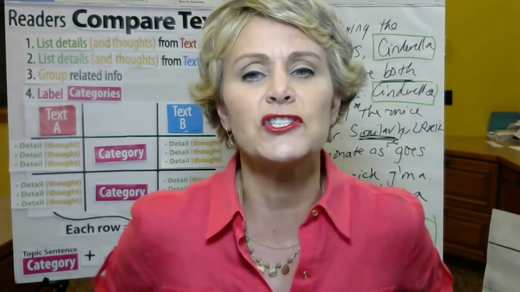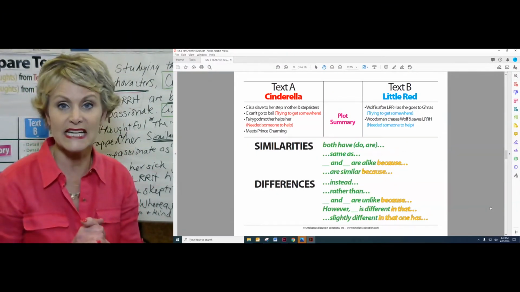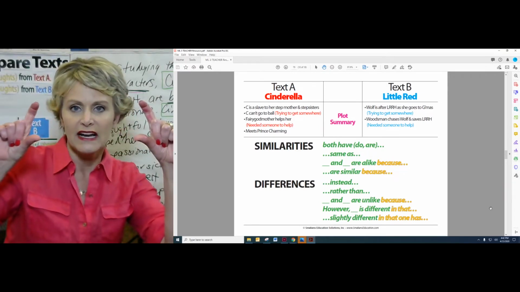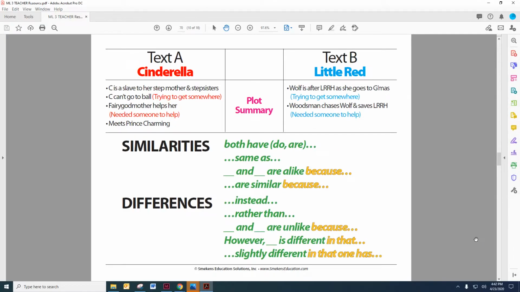Okay, help me with this next one. Help me with the next one. Let's jump to Cinderella and Little Red and look at the plot. Okay, the differences in plot. You study just the top portion there and get the details. I'm going to change our paper and then we're going to write this paragraph together. All right?